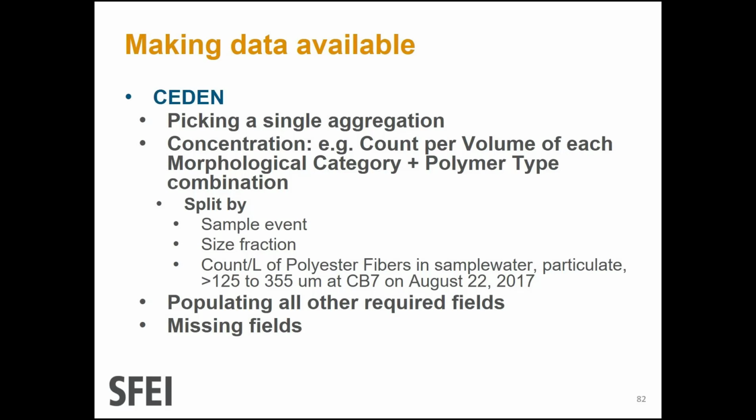CEDIN, however, is limited in that it's missing places to put certain pieces of information that you might find relevant. So there's no place to put color. There's no place to put the particle dimensions. We can't include, you know, an average length or width of the particles that are in the concentration.